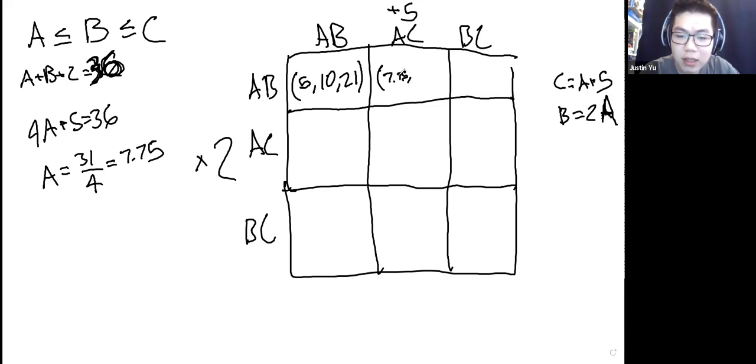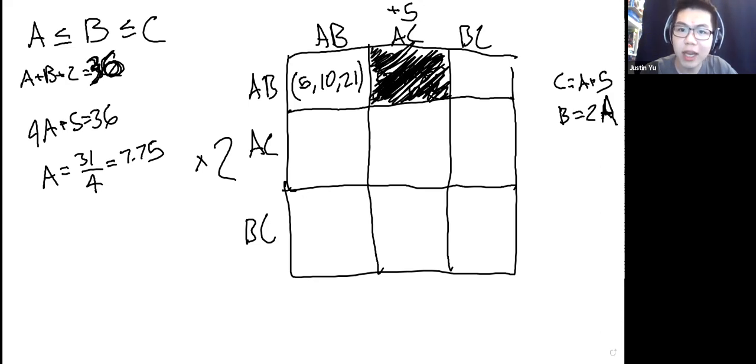B is going to be this times 2, so that's 15.5. And C is going to be, ooh, this is interesting. C is going to be 12.5. This is a contradiction because we have this condition. So B cannot be 2C because B is less than or equal to C. So this case is actually invalid. And we're going to get to this later, and maybe you could do some smart stuff to not have to do it again, but I don't care about being smart. I care about being correct.